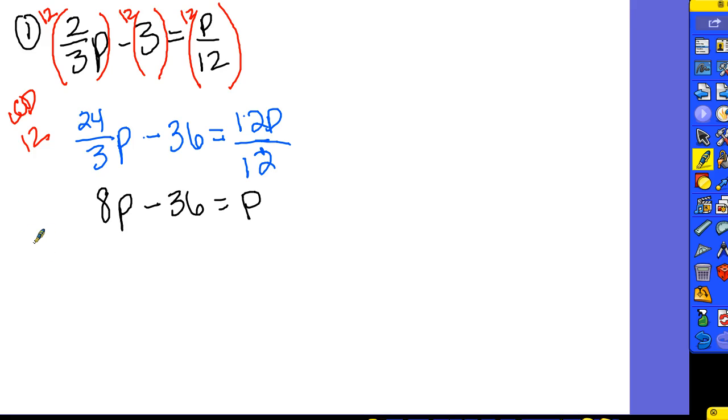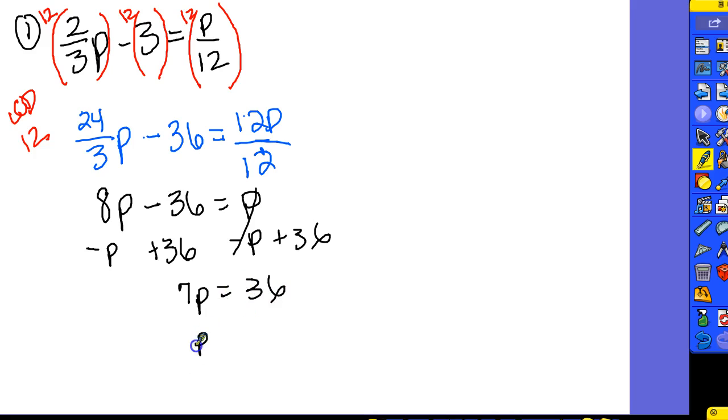So personally I would bring the p here and take the 36 there. So that's what I'm going to do. You do how you want. And then divide the 7 off to get 36/7.